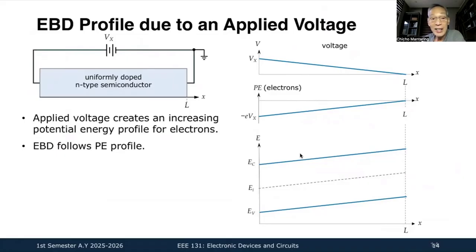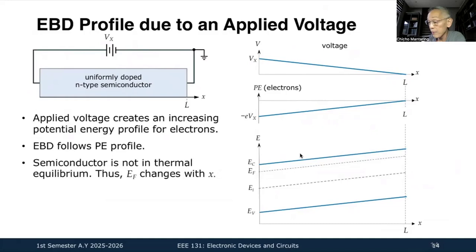Okay, take note that this is not thermal equilibrium because you have an applied voltage. So there's an external force applied. The voltage creates an electric field. The electric field causes a force to be experienced by the electrons. No? So if it is not in thermal equilibrium, don't expect to have a single value of Fermi level. As a matter of fact, this is how your Fermi level will look like. It will also follow now the potential energy profile for electrons.